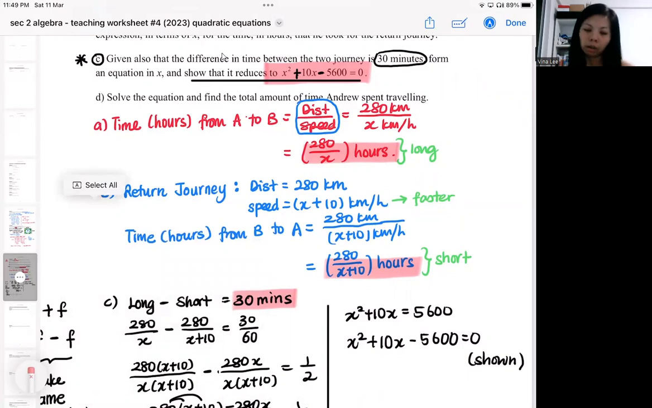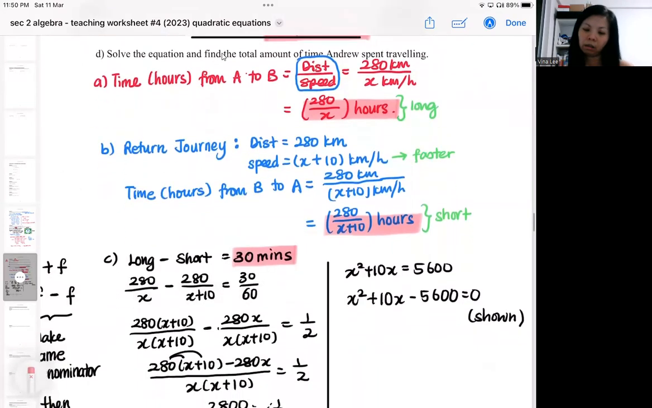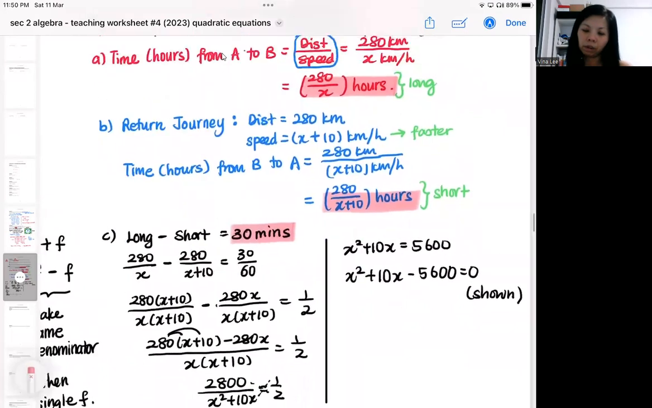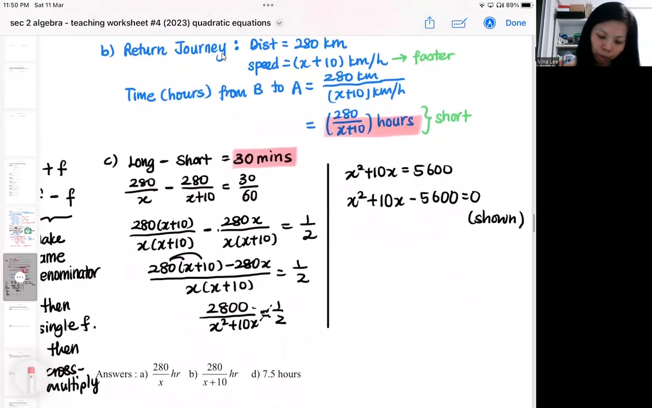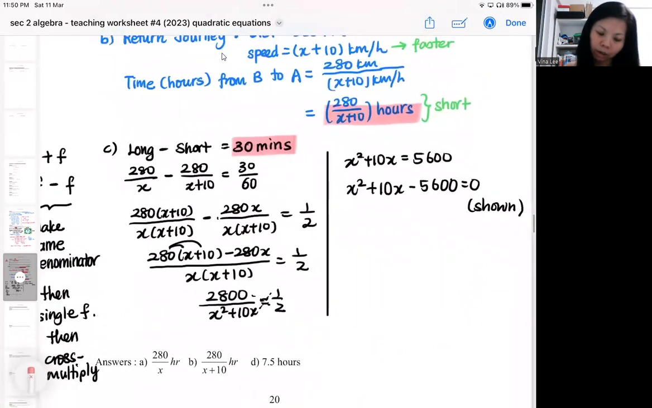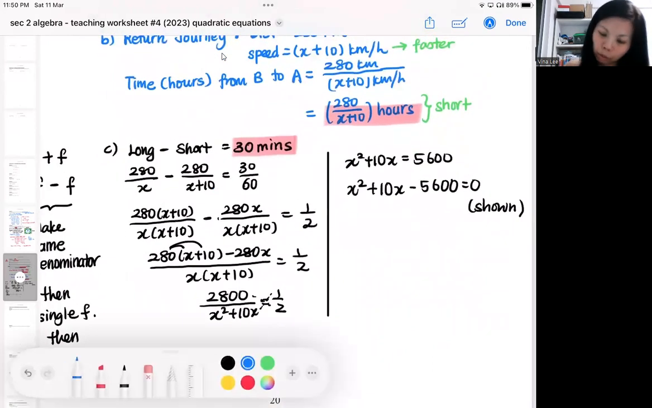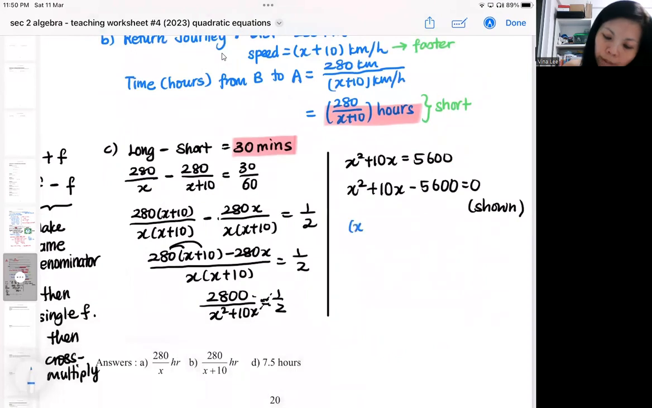So part C is the hardest. You got to do a lot to get to the equation. The last part, I will need to do the solving. And after the solving, I must find the total amount of time Andrew spent traveling. That means I must find the amount of time he takes from A to B and B to A. So do your usual solving first.